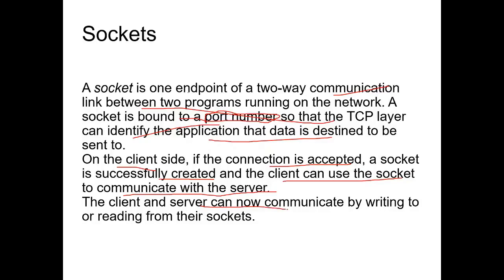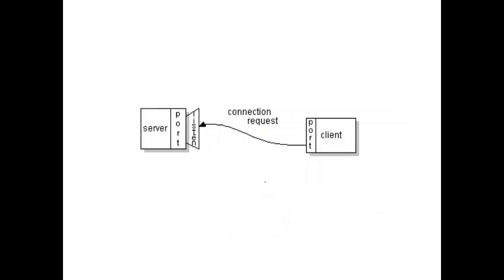The client and server can now communicate by writing to or reading from their sockets. So for writing and reading, from client to server, we need to use the sockets. This is the server and port number. To communicate from server to client, we need to use the sockets, and these port numbers are necessary to know which server and which client are communicating. So port numbers are used to identify the clients and servers.